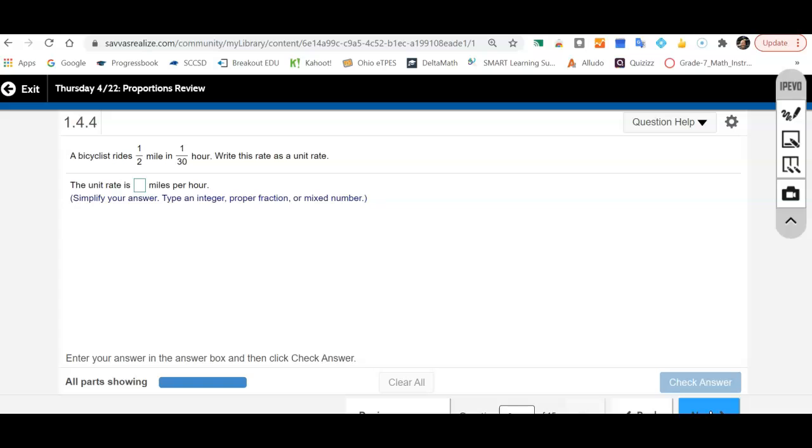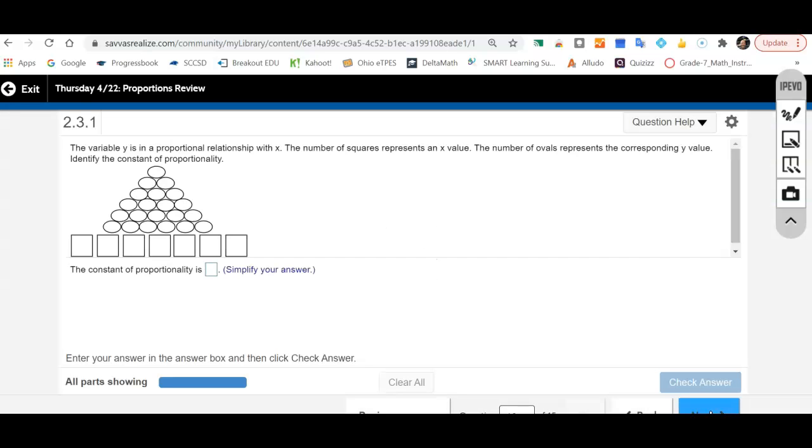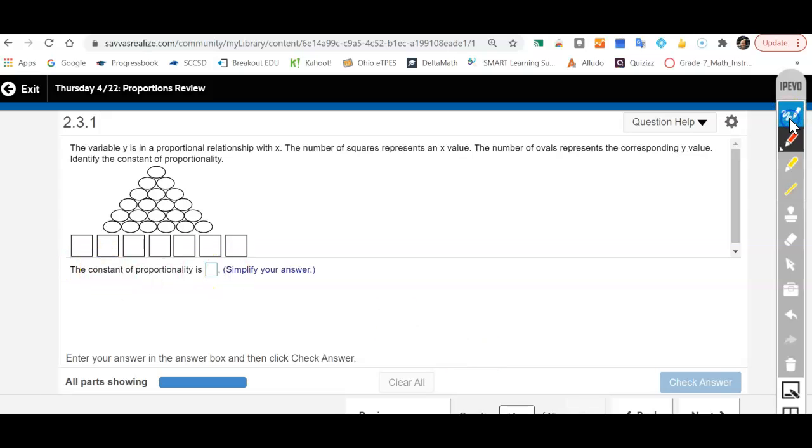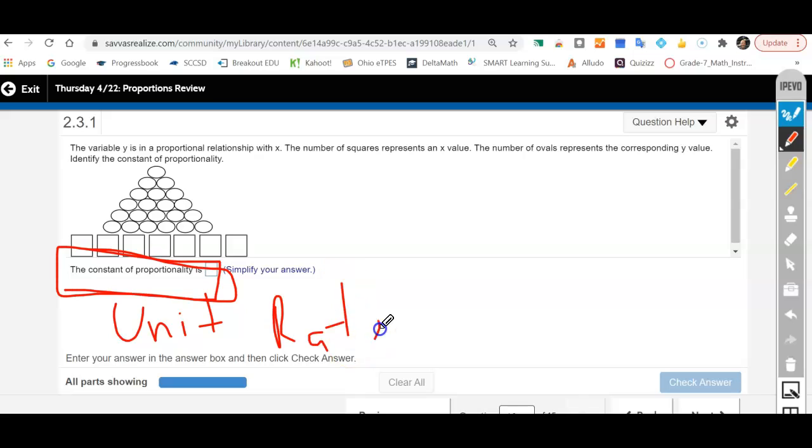So unit rates with fractions, decimals. Constant of proportionality. Remember, that is the term that we use, which means unit rate. It's just another mathematical term for unit rate. So it says, what is the constant of proportionality of y and x? So that's y over x.